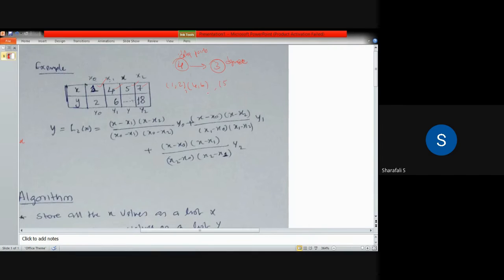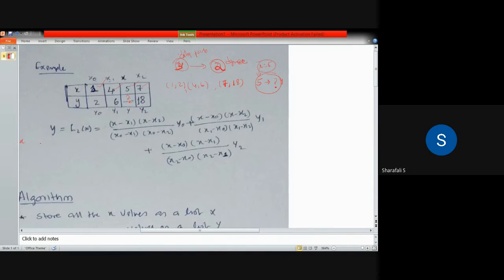Oh, 5 is not given, right? 5 is not given. So let us consider. So this we have to find out. So only 3 points are given. 3 data points are given, and the highest degree that we can have is 2. Okay, so 5 is not given, so 5 we have to find out. So then we have 7, 18. This is the data. Now, what will be the value of y corresponding to x equal to 5? That is what we have to find out. What is the value of y?